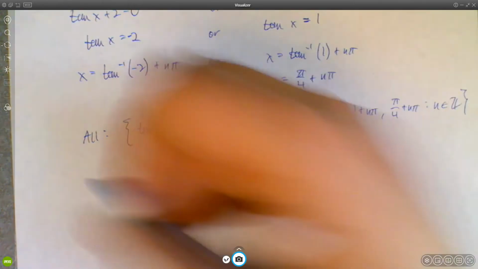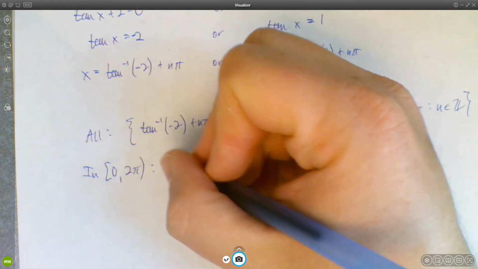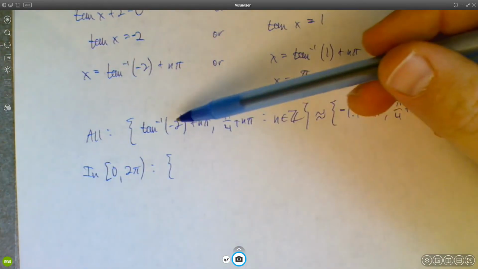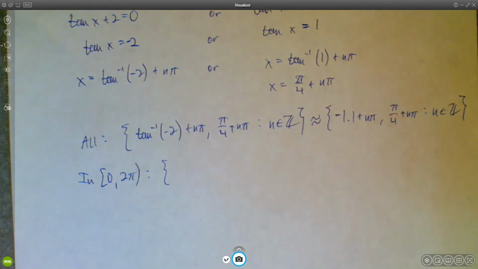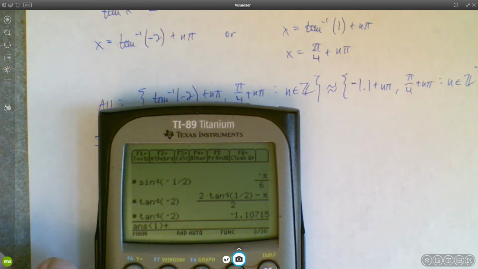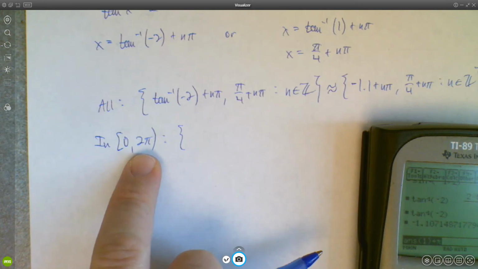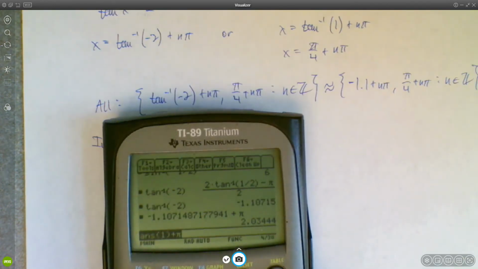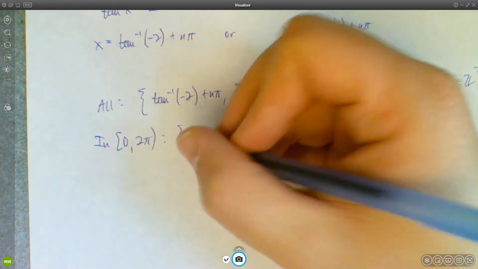Now, if you're interested in the solutions that live in the interval from 0 to 2 pi? Well, for tangent inverse of negative 2, you're going to get negative 1.1. So if you plug in negative 1 for n, that's going to be too small. If you plug in 0 for n, that's still too small. If you plug in 1 for n, tangent inverse of negative 2 plus pi is 2.03. And remember that 2 pi is about 6.28, so 2.03 is well within that range. I'm going to say 2.03 approximately.